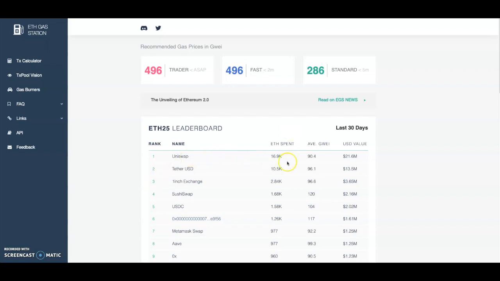As you guys can see, the leaderboard: 16.9K ETH was spent in the last 30 days. 16,900 ETH was spent in gas. That's a lot, and that's $21.6 million, guys. $21.6 million only in gas fees. That's the big problem with Ethereum, bro. That is the big problem with Ethereum.